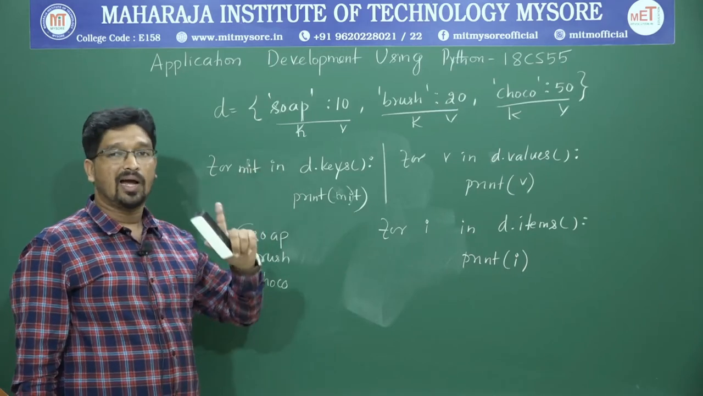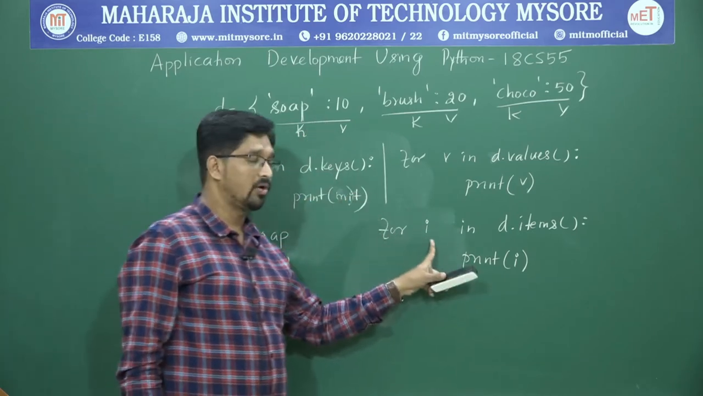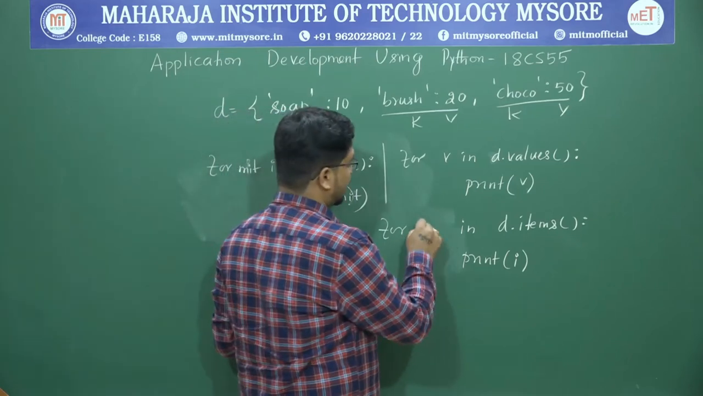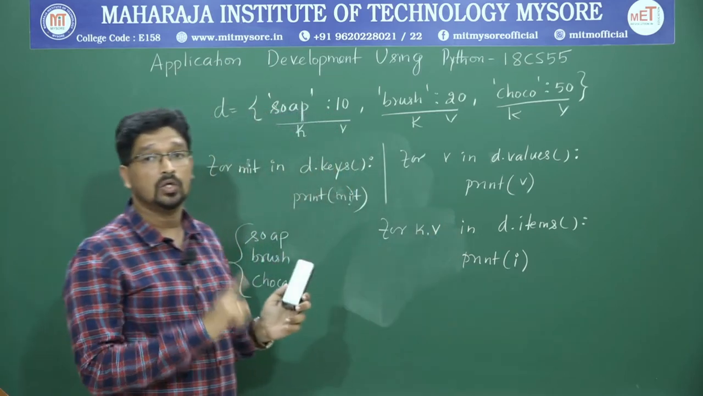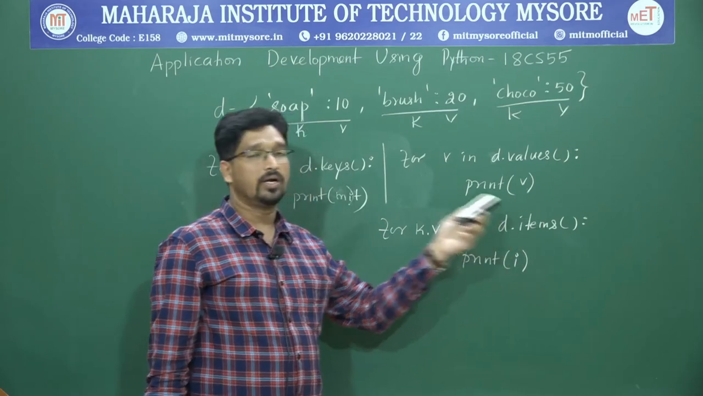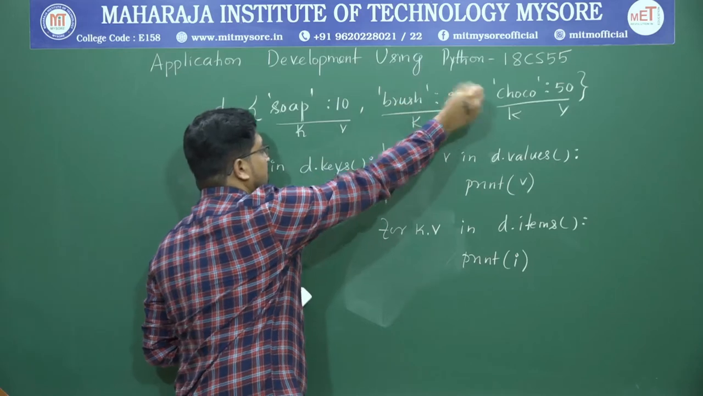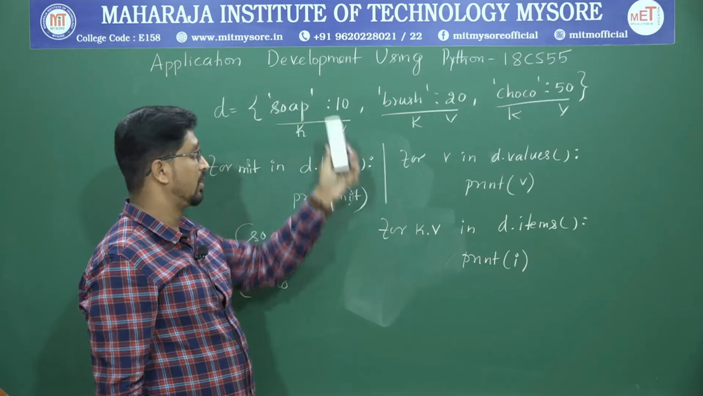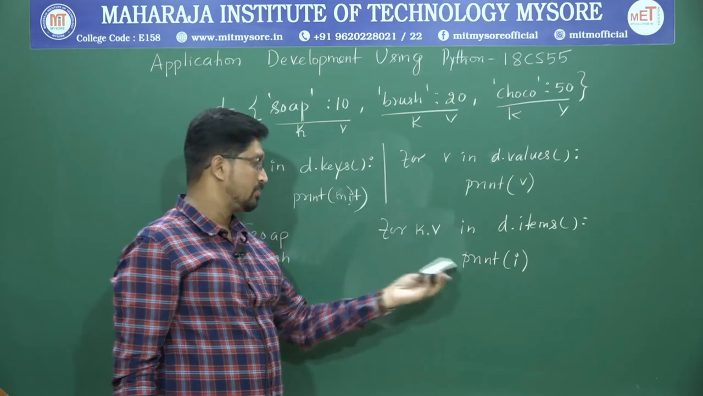One item or one variable cannot be accessed. Using one variable you cannot access these values. You need two values. Let us say I will write k comma v. Now you have two iterators: for k comma v in d dot items. Here this is one item, this is one more item, this is a third item, and each item contains two values, k and v. So that's why we are writing for k comma v in d dot items.